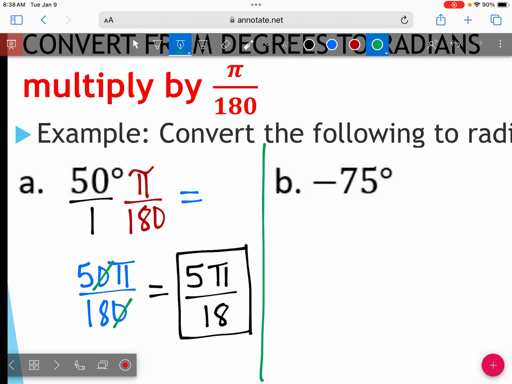All right, let's do the same thing for question B. We're multiplying it by pi over 180.